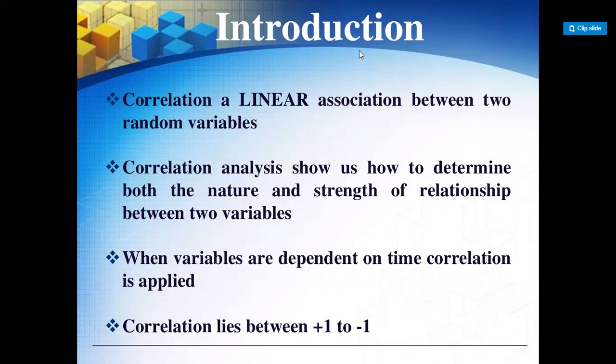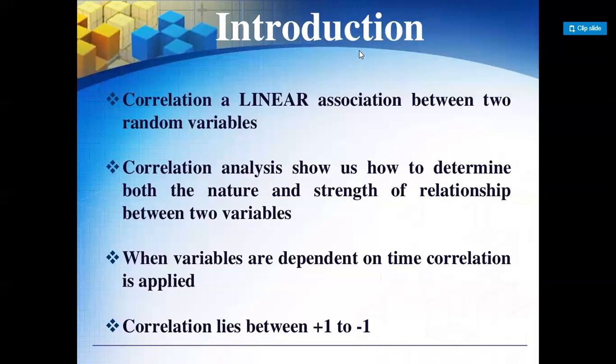For example, when the outside temperature increases, we like cold drinks and ice cream. So you can say that when the temperature rises, the sale of ice cream or cold drinks will also increase. So there is a correlation between the two variables. That is correlation.